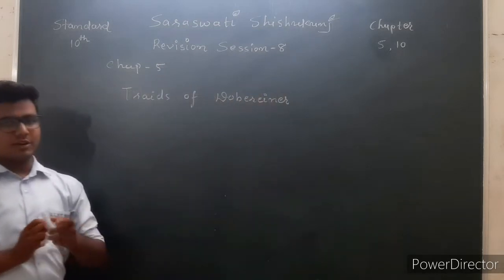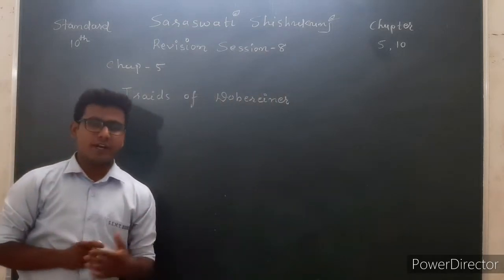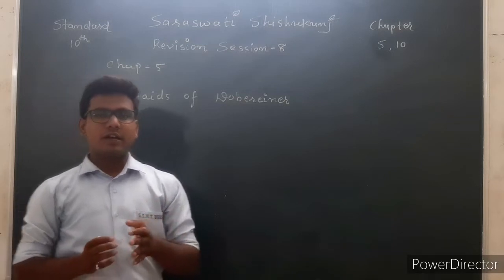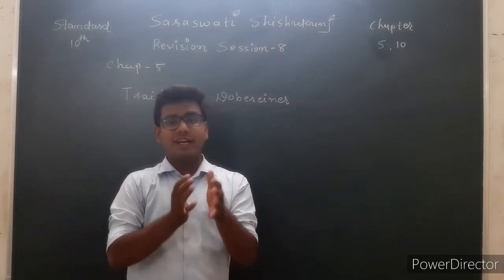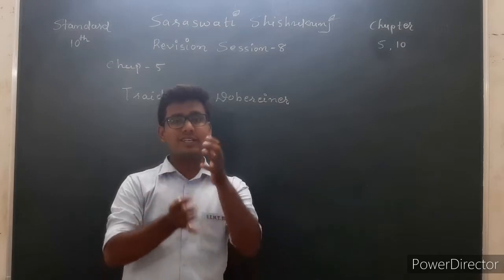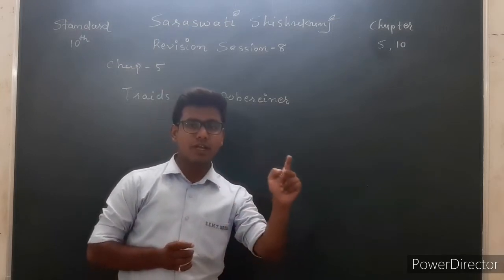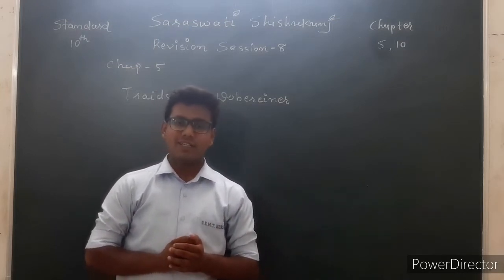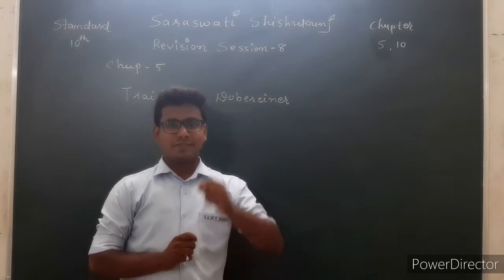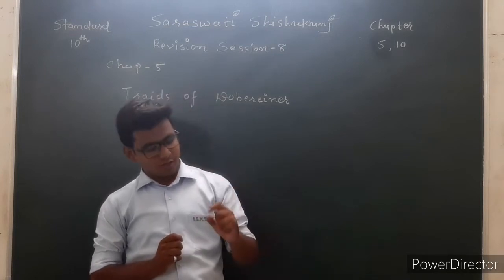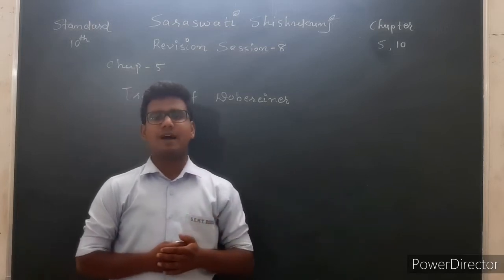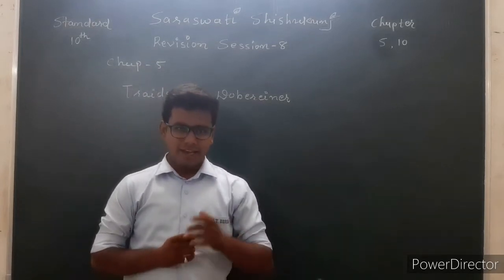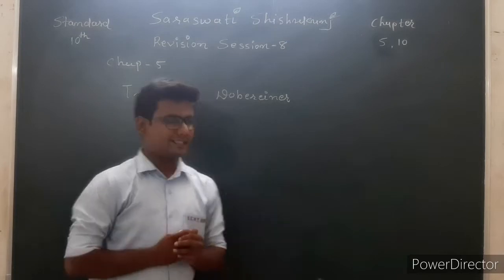Triads of Dobereiner. In that, what did Dobereiner do? Dobereiner made groups of 3 elements, and those 3 elements were arranged according to their atomic masses in such a way that the average of the mass of the first element and the mass of the third element is equal to the mass of the second element. Let's understand it with one example.